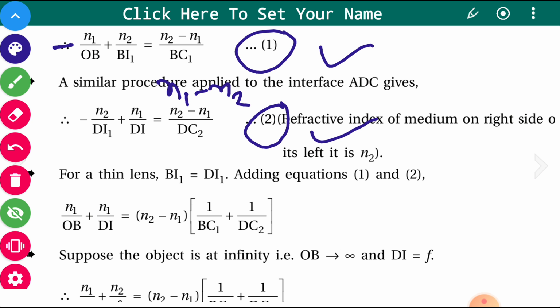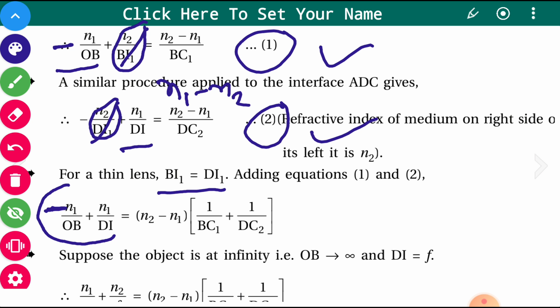What will happen? This n2 upon bi1 and n2 upon di1 will be cancelled out because bi1 and di1 are same. So these two terms are same only, so they are cancelled out. Now what is remaining? The remaining part is minus n1 upon OB plus n1 upon di. This way you can write.